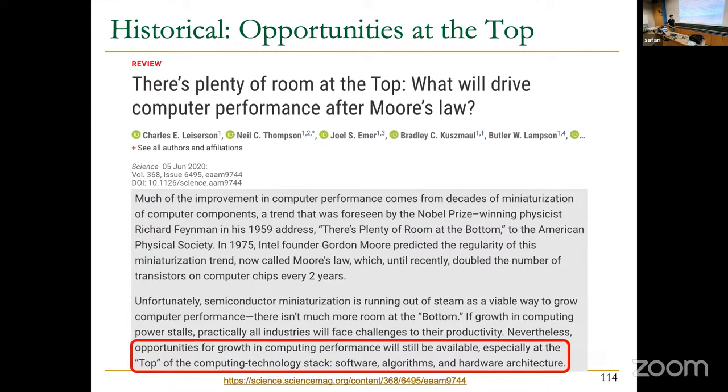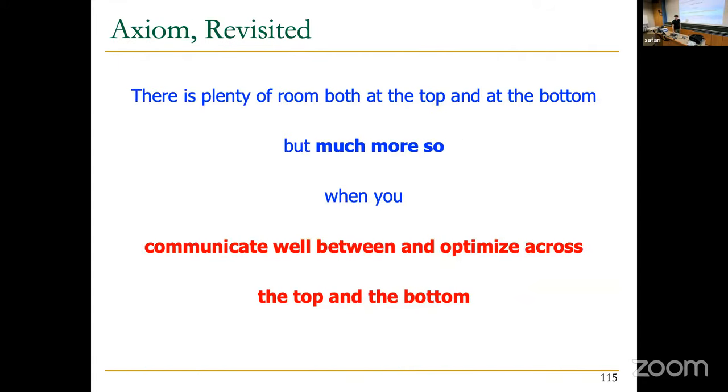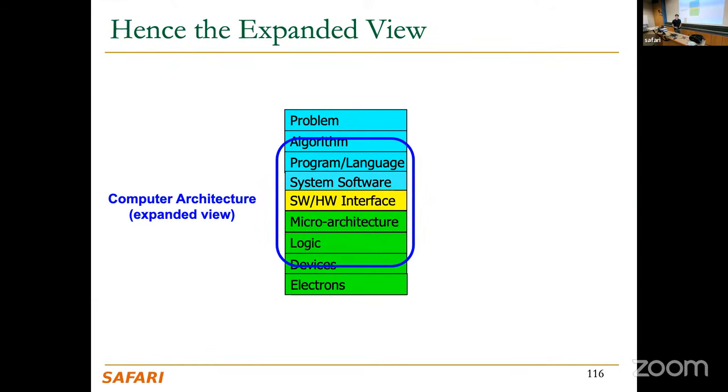And this other paper is also very recommendable: "There's Plenty of Room at the Top." It focuses on improving the system, improving the software, the algorithms, and the hardware architecture. And by doing both, we can achieve our axiom, right? Achieving high performance and high energy efficiency by working both on the top and on the bottom, and trying to do it with this expanded view, communicating well and connecting well, co-designing all the different layers.